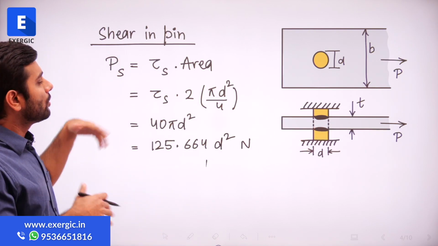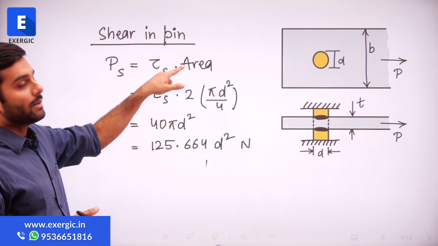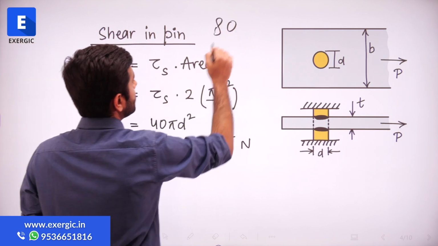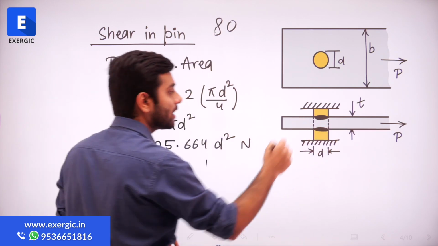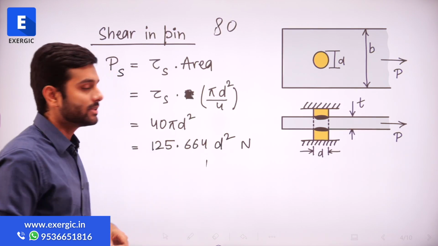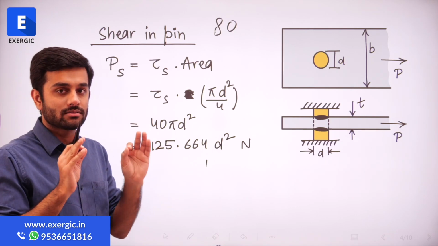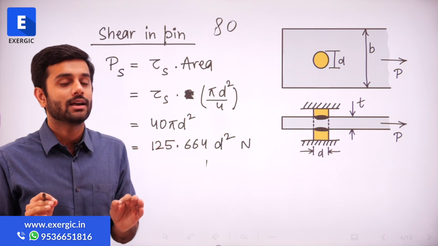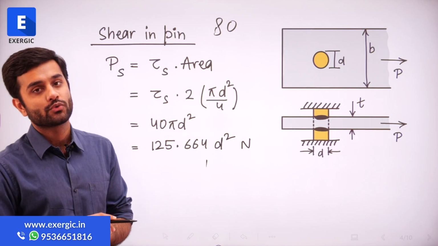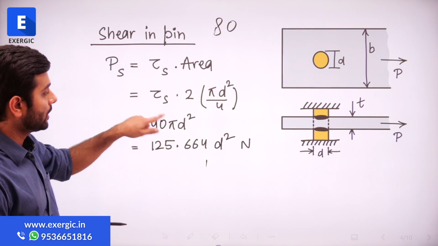So the value of PS here, as we have written, is tau s multiplied by area. Tau s is known to us, it's 80 megapascal. Area is 2 times the cross-sectional area of the pin, not to be missed. Some of you will forget this. I know it's a silly mistake, but trust me, it can happen. So be very careful whenever shear stress comes, check which different areas are resisting, right? So here it's 2 multiplied by pi d square by 4. If you put 80 here, it will become 160 by 4, which means 40 pi d square.